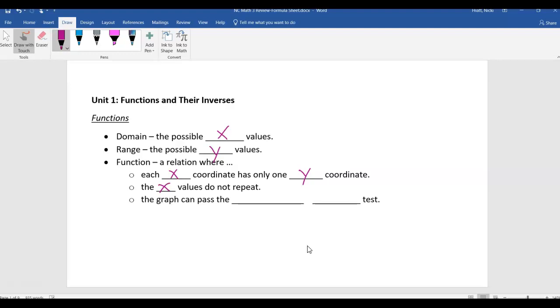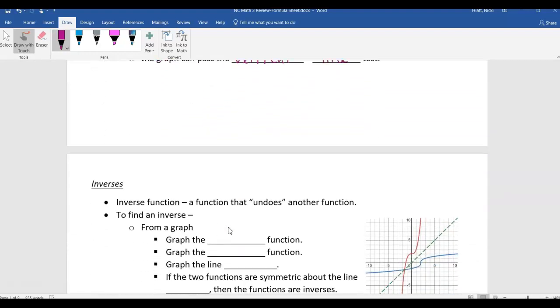And then particularly what we can tell with the graph is if the graph can pass the vertical line test, then it is a function. So if we can take that vertical line and move it across the graph and it only hits once at every point, then we do have a function for that.